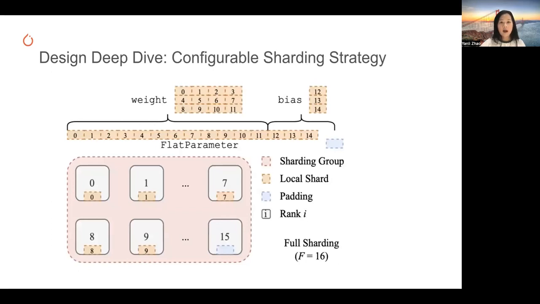FSDP offers a variety of sharding strategies, and they are configurable, ranging from fully replicated to fully sharded. Assume sharding factor F is the number of ranks over which parameters are sharded. When F is equal to 1, FSDP fully replicates the model and simplifies to vanilla data parallel, using all-reduce for gradient reduction. When F is equal to the world size W, FSDP will fully shard the model, and each device only holds 1 divided by W of the model.